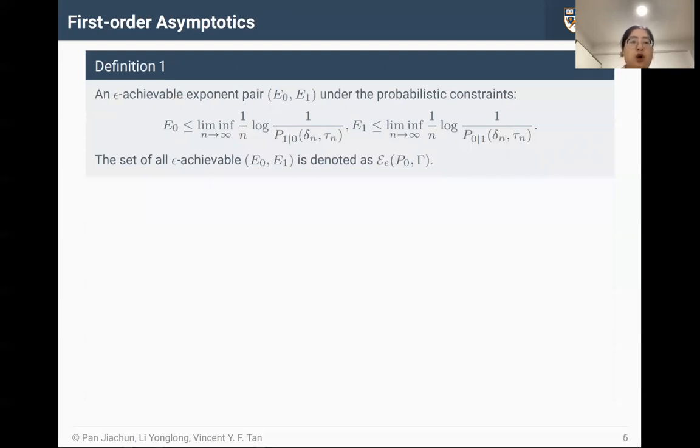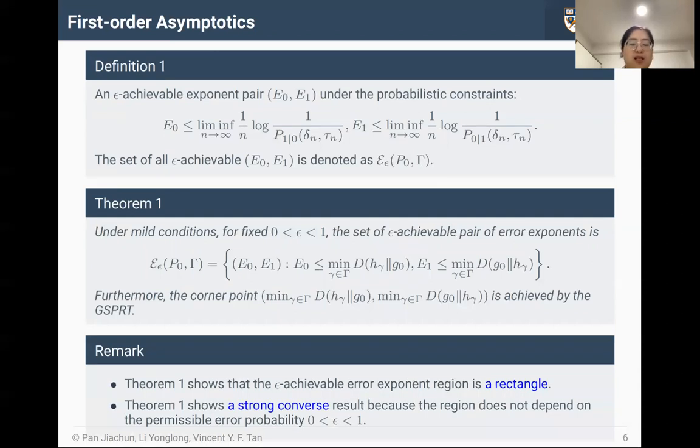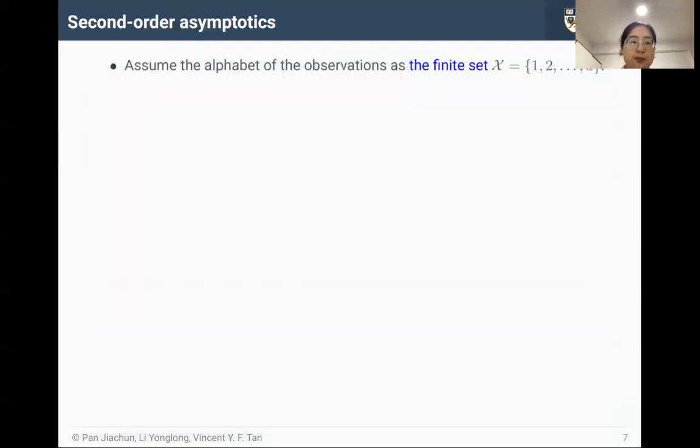Then we have our first order result, which is shown in Theorem 1. It states that under minor conditions for fixed epsilon between 0 and 1, the set of all epsilon achievable pairs of error exponent is composed by all E0 and E1 less than or equal to the minimum KL divergence, and the corner point is achieved by the GSPRT. We note that Theorem 1 shows the region is a rectangle, and it also shows a strong converse result because the region does not depend on the epsilon.